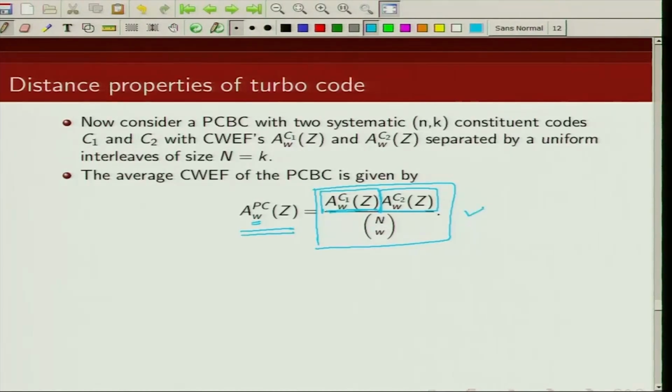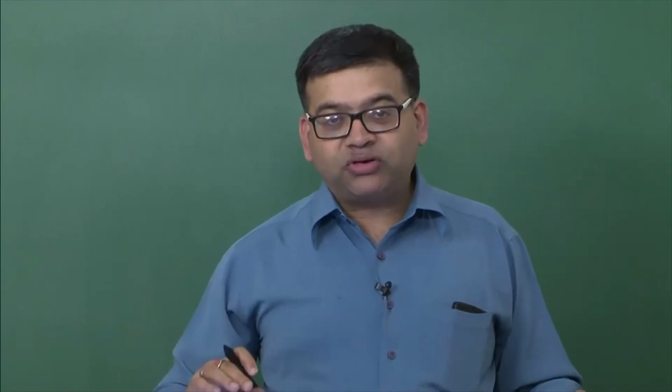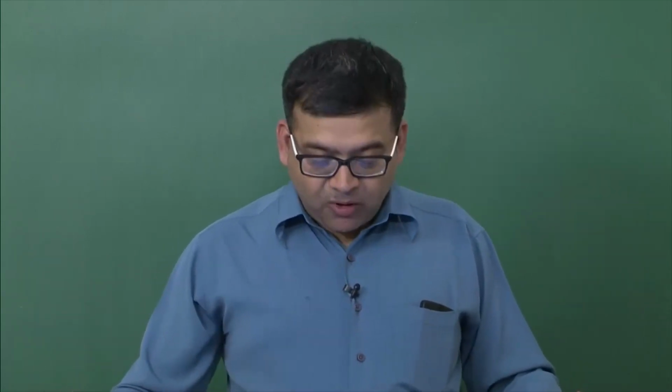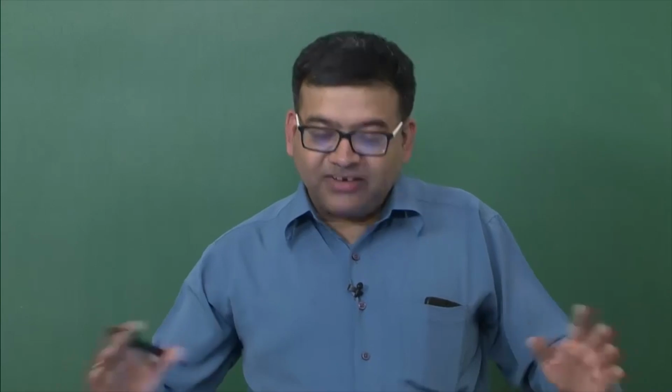I get this average conditional weight enumerating function given by this expression. So the nice thing about this uniform interleaver concept is that it allows us to compute the average weight enumerating function of this parallel concatenated code, which is independent of the type of interleaver that we are using.